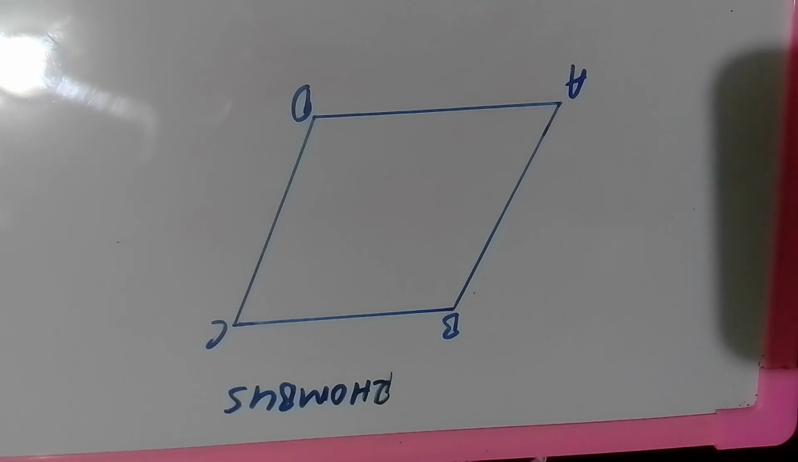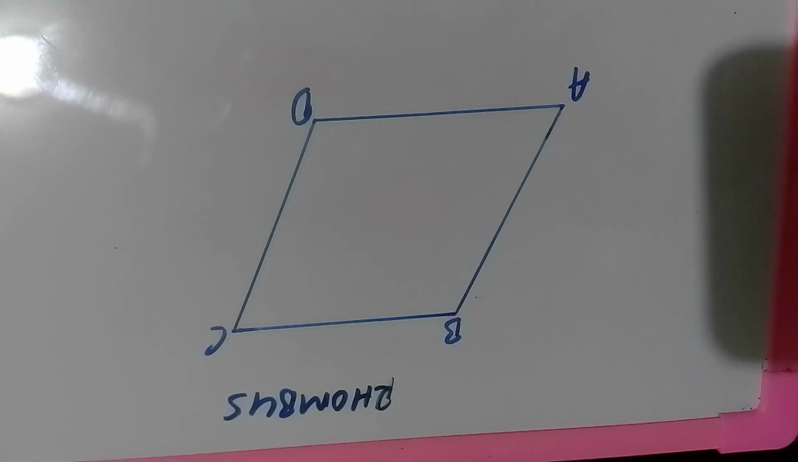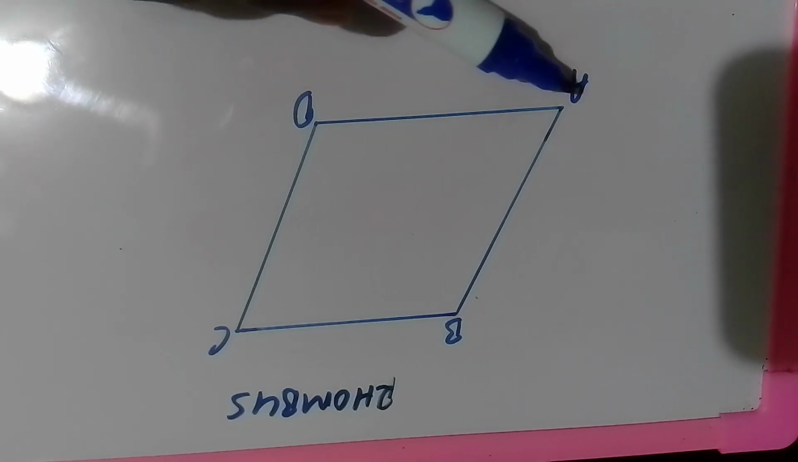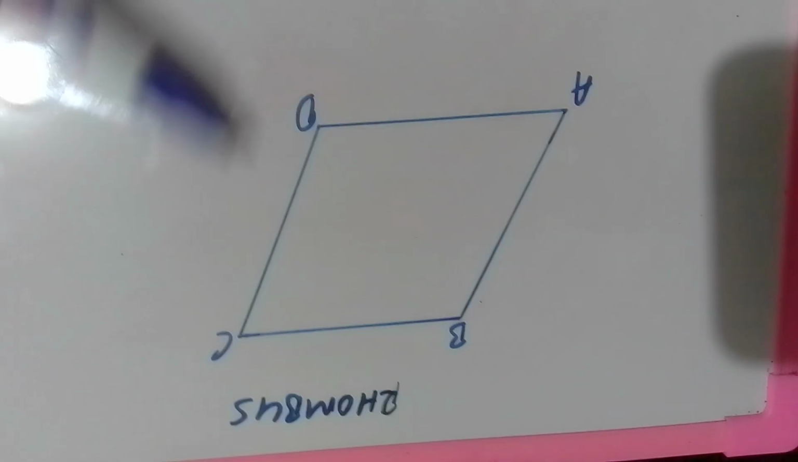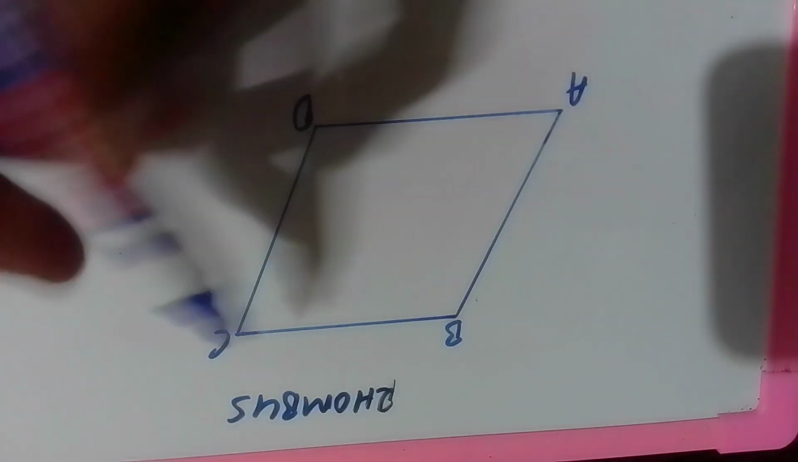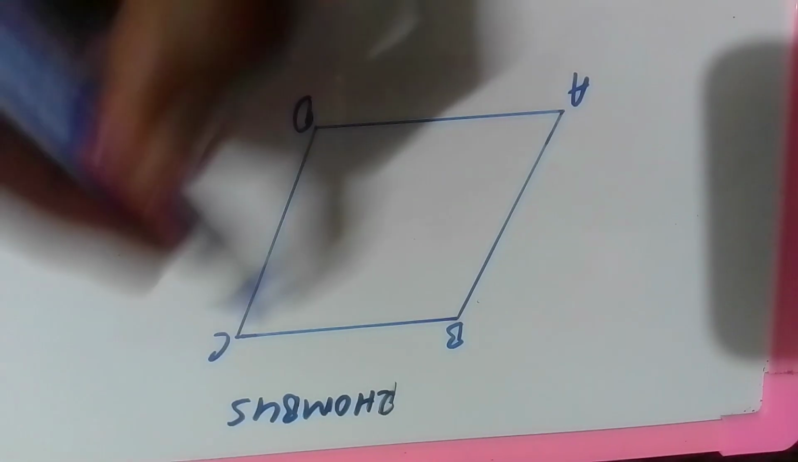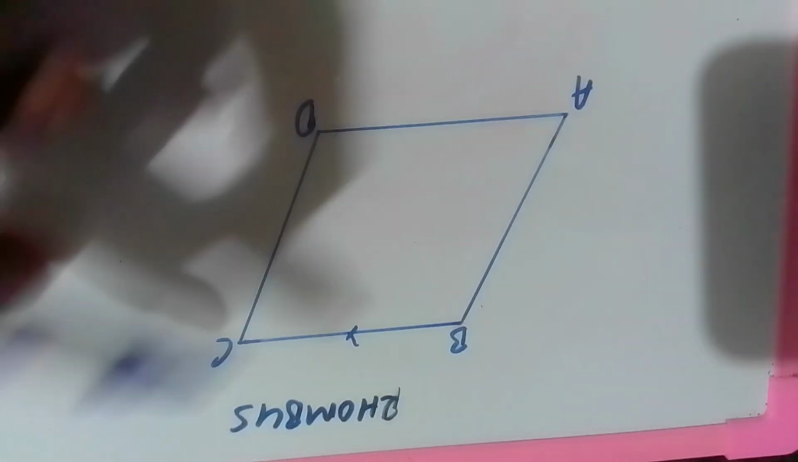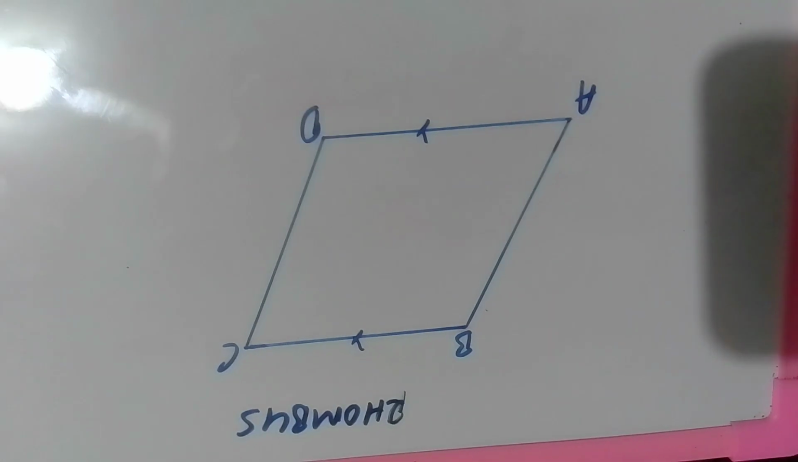Alright, in this video we're going to talk about a rhombus. Here we are given a rhombus ABCD. Now, the first thing is this: line BC is parallel to line AD, so we indicate that line BC is equal to line AD.